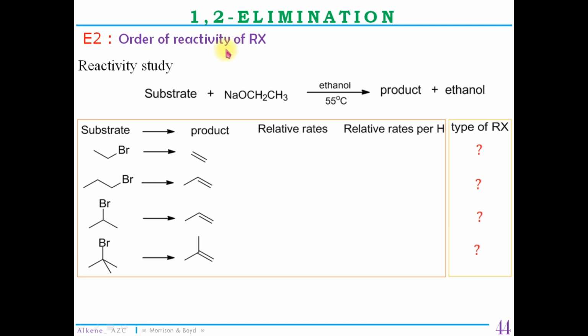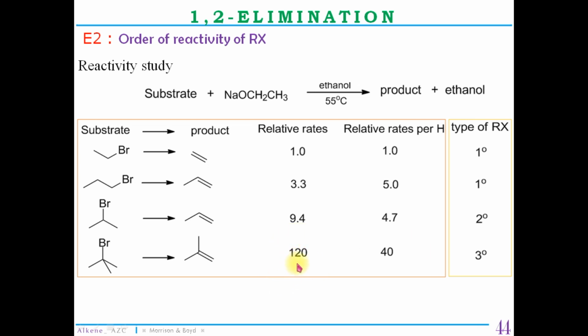Order of reactivity of alkyl halide in E2 mechanism. We have a reactivity study where different kinds of alkyl halides are reacted with the same base, ethoxide ion, which gives various kinds of products. Here we have the examples of alkyl halides, that is primary, secondary and tertiary alkyl halide. Upon these reactions, various kinds of alkyl halide react with different reactive rates.